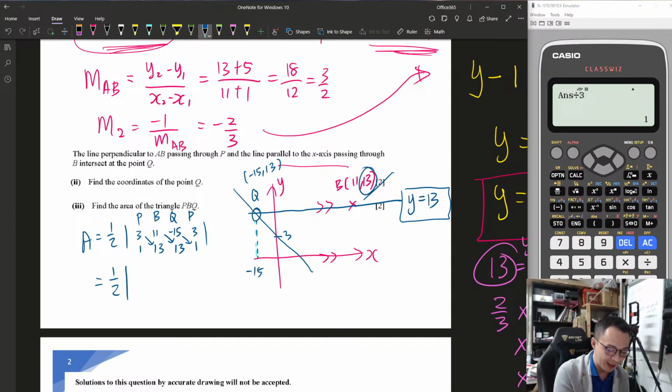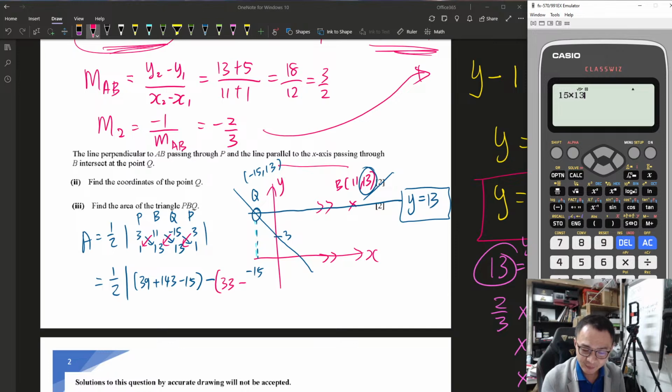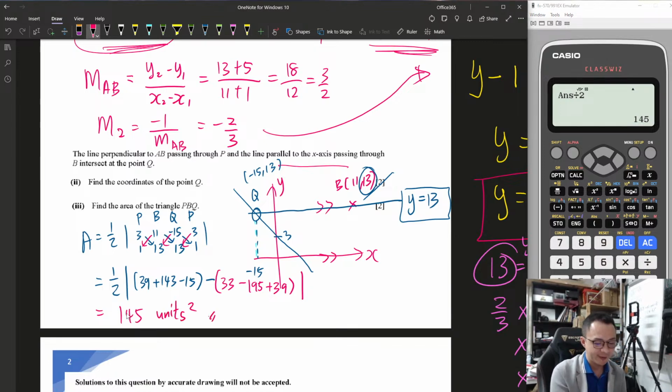So 1 over 2, this one multiply, I will get 39. 11 times 13 is quite a big value, 143. Minus 15, minus, opposite direction, multiply like this. So this one will be 33, minus 15 times 13, 195, and then plus 39. Close the bracket, and then here I will just type all the values I have here: plus 143 minus 15 minus 33 plus 195 minus 39. I just multiply a negative, so I got 290, and I divide by 2. So my total area will be 145 units squared. Done.